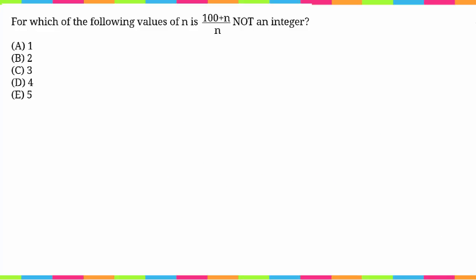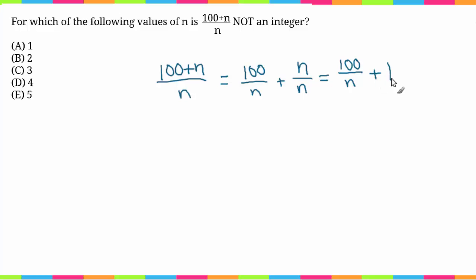Okay, now let's talk about the harder way. Another way to do this is to rewrite our expression and figure out when it's going to be an integer. If we have (100 plus n) over n, we can rewrite this as 100 over n plus n over n, which is also equal to 100 over n plus 1, because n over n is just 1. Now we can see that this 1 doesn't really matter, because if the other term is an integer and we add 1 to it, it's always going to be an integer.